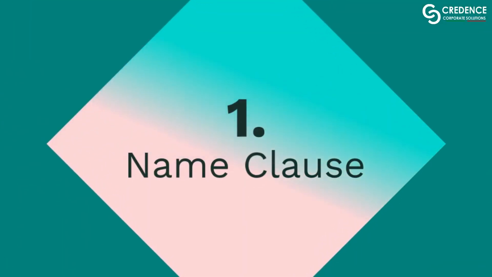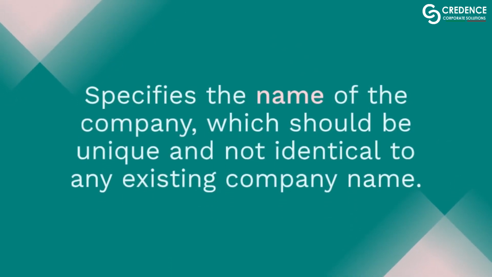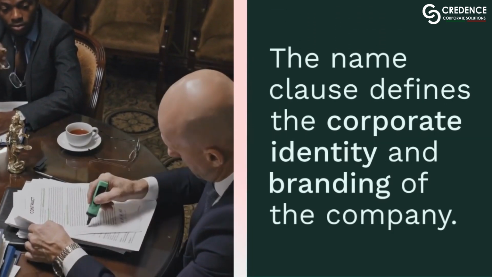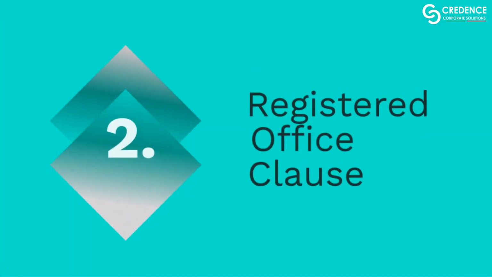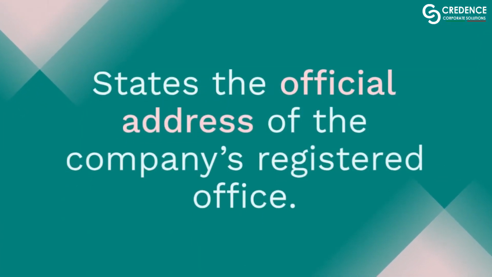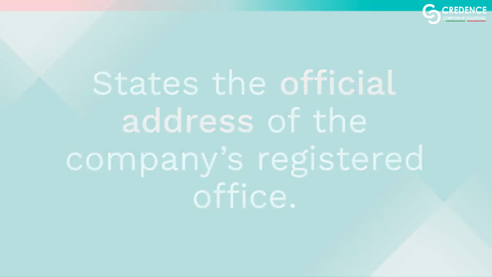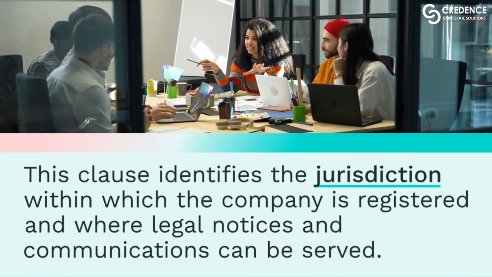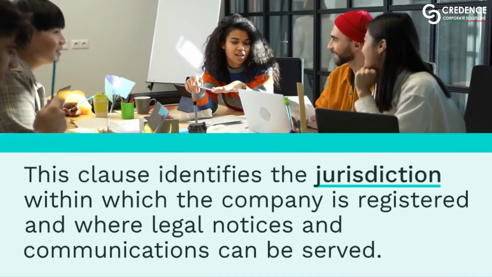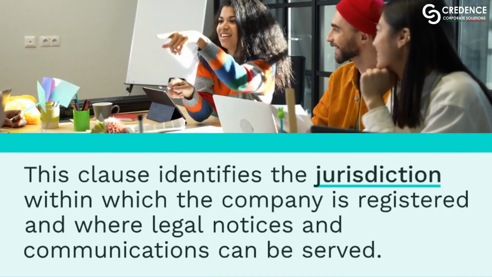1. Name clause. Specifies the name of the company, which should be unique and not identical to any existing company name. The name clause defines the corporate identity and branding of the company. 2. Registered office clause. States the official address of the company's registered office. This clause identifies the jurisdiction within which the company is registered and where legal notices and communications can be served.